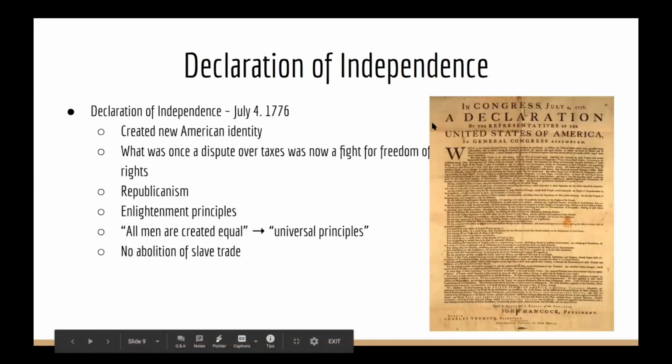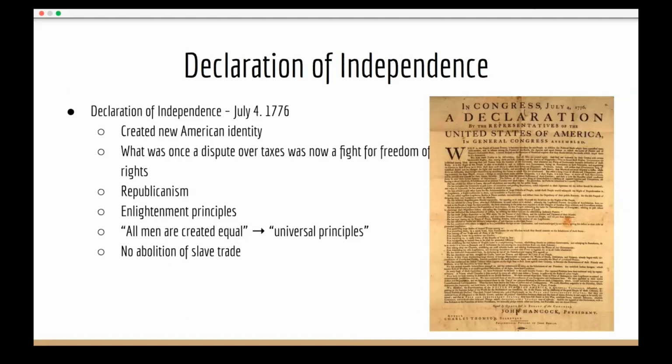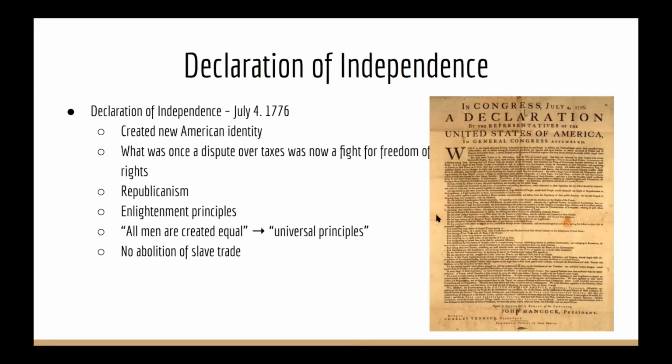So we also have the Declaration of Independence on July 4th, 1776. That's actually tomorrow, it's obviously Independence Day, July 4th, so I think this is very interesting to bring up. Basically, the Declaration of Independence created a new American identity. We talked about how before, what was once a dispute over taxes, the Stamp Act crisis, how colonists were really upset over taxes. All these culminations of 3 periods, and then we have republicanism, and we have Thomas Paine.